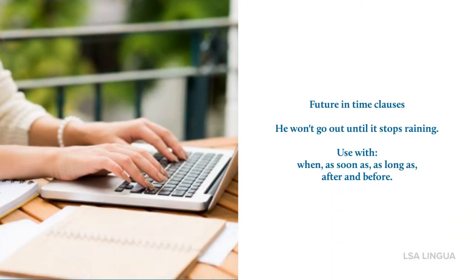And finally, we use the present simple to indicate the future in time clauses. For example, he'll probably be late because he won't go out until it stops raining. So we use time indicators like when, as soon as, as long as, after, and before.